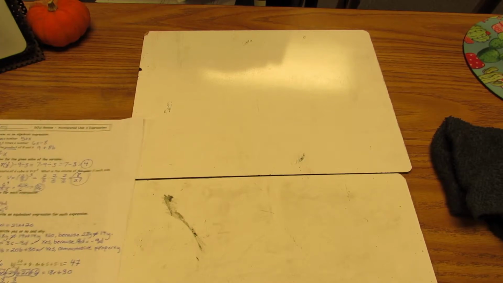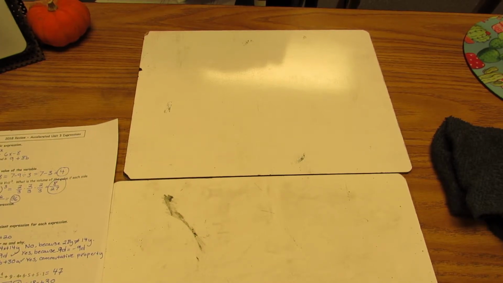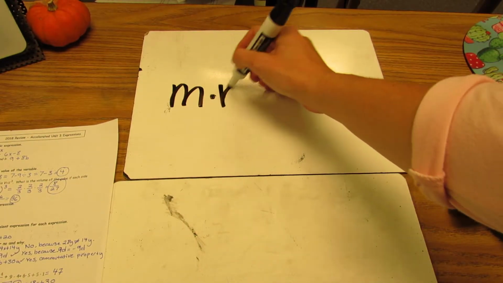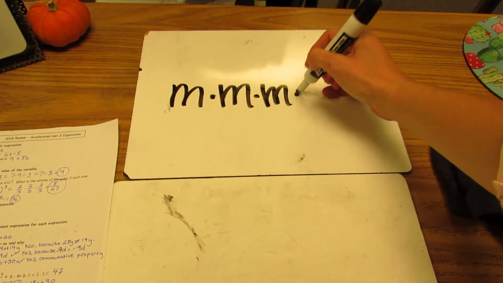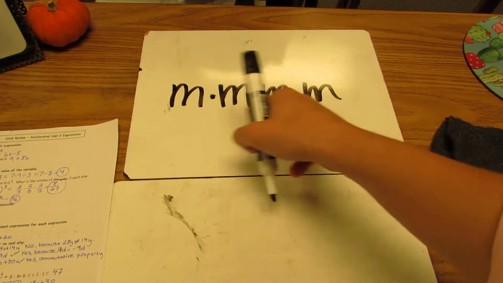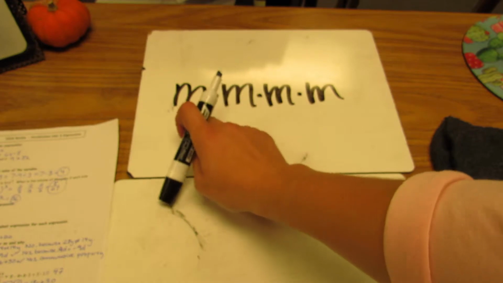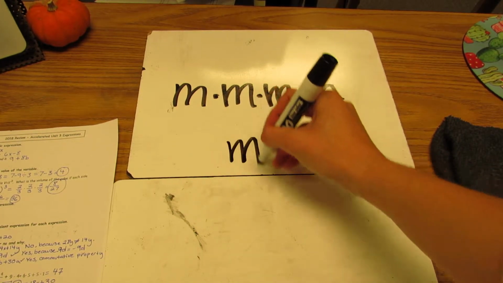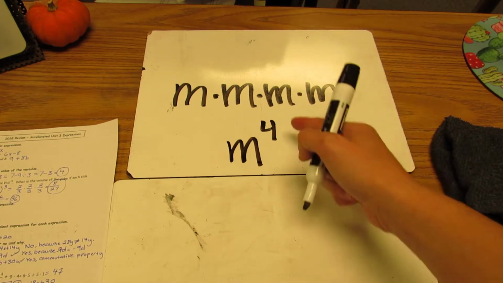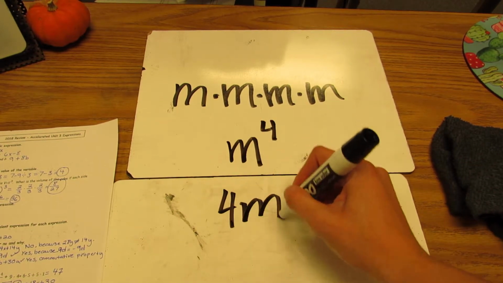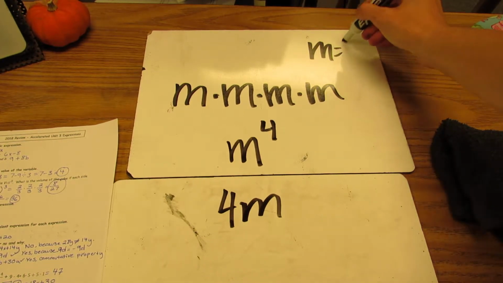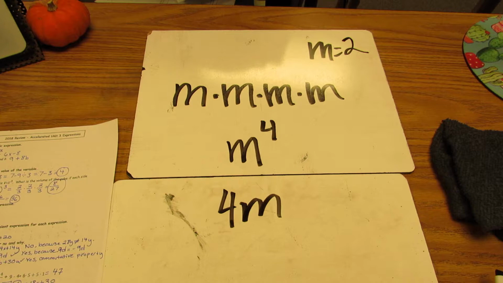So let's go to 3. 3A we did in class, actually we did 3A, B, and C in class. So I'll just reiterate. If you see variables or numbers being multiplied repeatedly and it's the same base, meaning it's the same number being multiplied, I can write this in exponential form as m to the 4th. This is not the same thing as 4m, okay? If I told you that m equals 2, I'll show you how that's not the same.